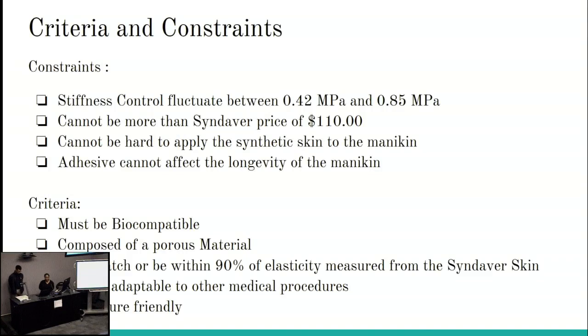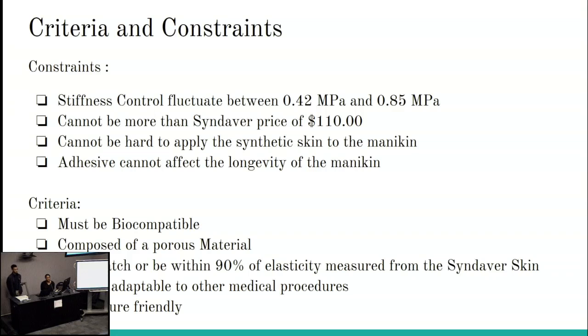So we have our criteria and our constraints. Our constraints are that the stiffness must be controllable and fluctuate between 0.2 MPa and 0.8 MPa. It cannot cost more than cadaver price, which is $110. It cannot be hard to apply the synthetic skin to the medical mannequins. And the adhesive cannot affect the longevity of the mannequin.